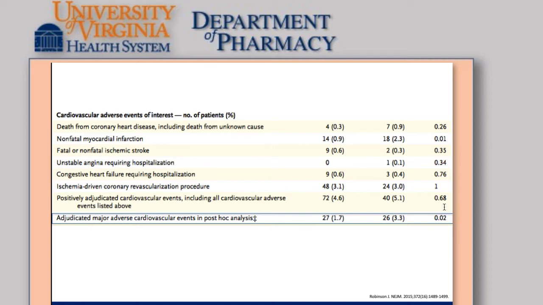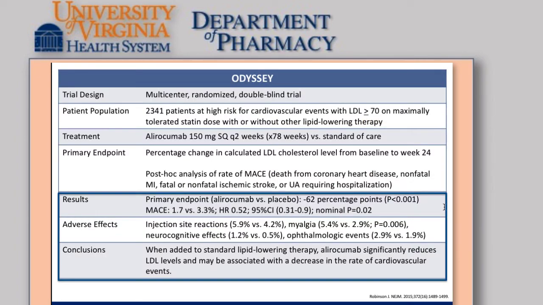When we look at the incidence of major adverse cardiovascular events, we see that there was a statistically significant reduction in these events, but when you look at the components of the outcomes, you see that nothing is overwhelmingly statistically significant, which means that we need just a little bit more evidence before we can be comfortable with recommending these for our patients. Looking at adverse effects, we see that there was a pretty good incidence of injection site reactions, myalgias, neurocognitive effects, and ophthalmologic events.